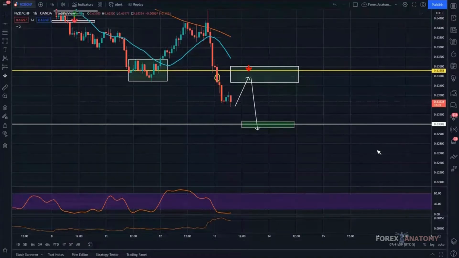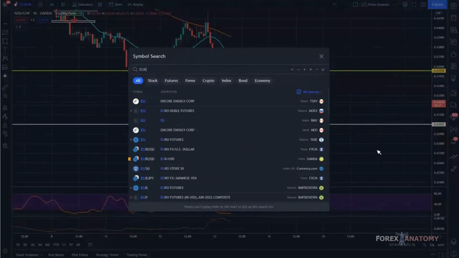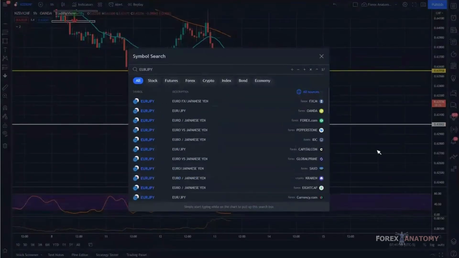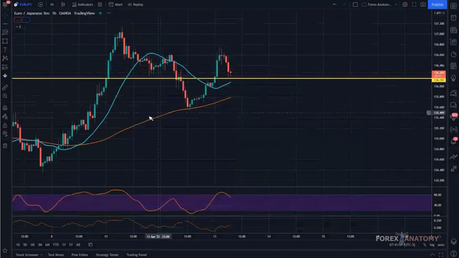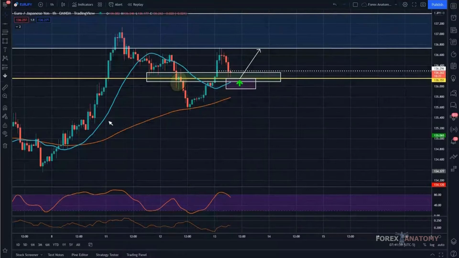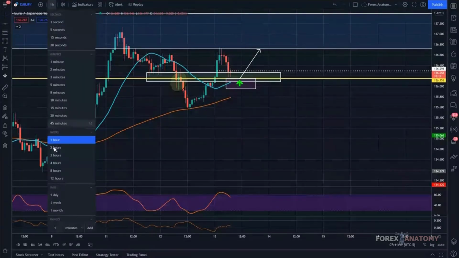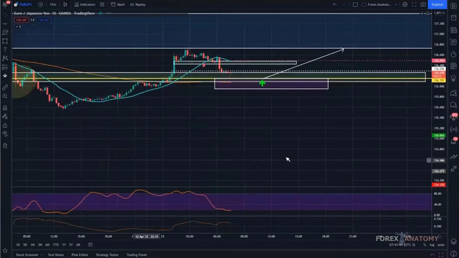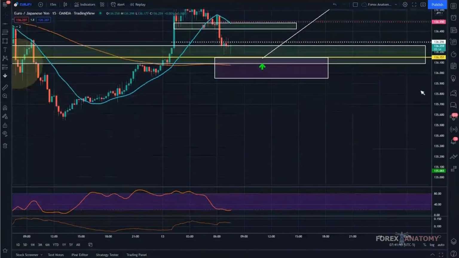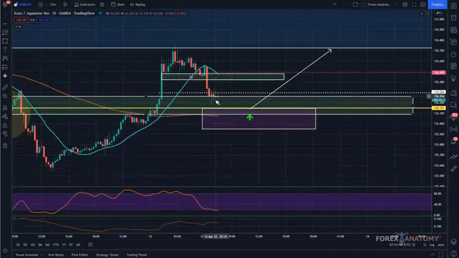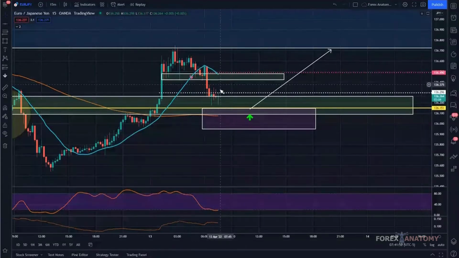Okay, let's go back to that euro yen. Let's see how that's looking, and then we'll transition from there. Let's go to euro yen, see how that's looking for now. Okay, let's go to the 15-minute chart, and yeah, it looks like it's consolidating right around here. Remember, we'll see how this goes.